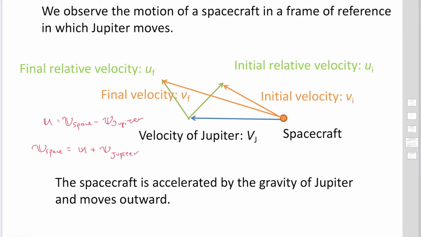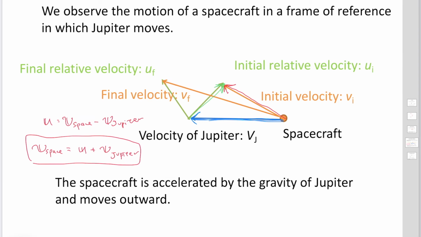So the velocity of Jupiter is expressed by this blue vector. This is the velocity of Jupiter. The initial velocity before interacting with Jupiter, the velocity of the spacecraft is in this direction. The velocity of the spacecraft with respect to the sun is expressed as the sum of the two vectors, the relative velocity and the velocity of Jupiter. So this is the initial velocity of the spacecraft with respect to the sun.